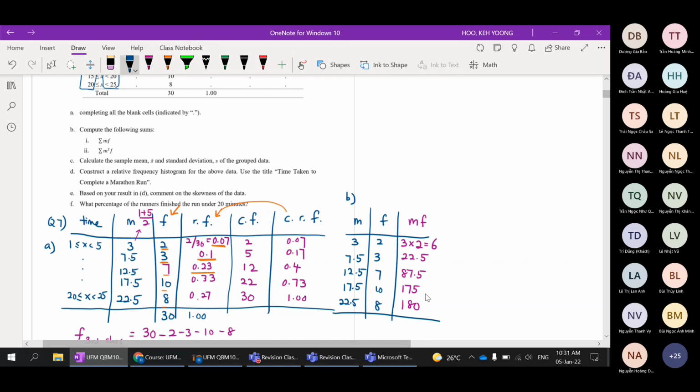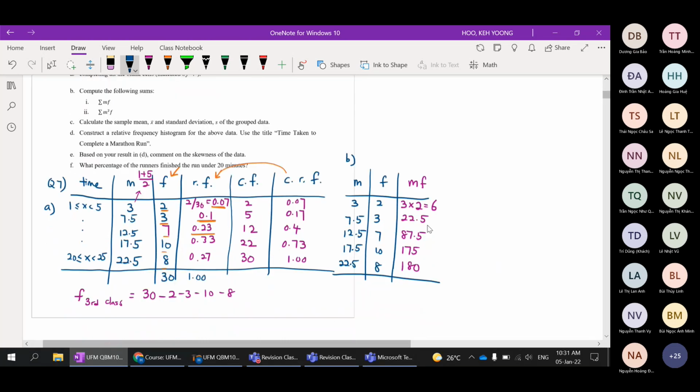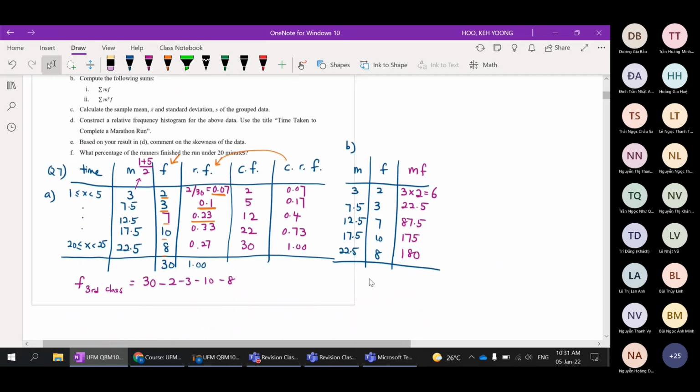So you add up these MF columns, you should get the total MF. So 6 plus 22.5 plus 87.5 plus 175 plus 180. You got 471. Please let me know if I calculated wrongly, because sometimes I may make mistakes as well.